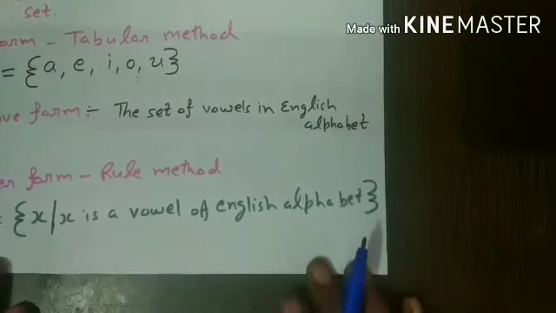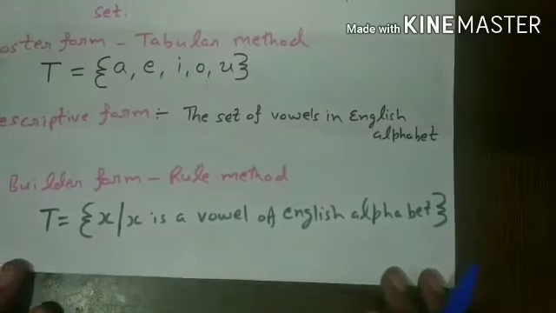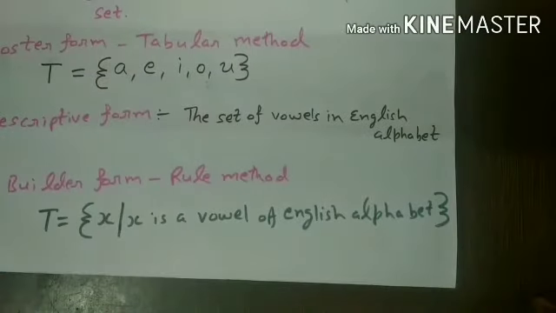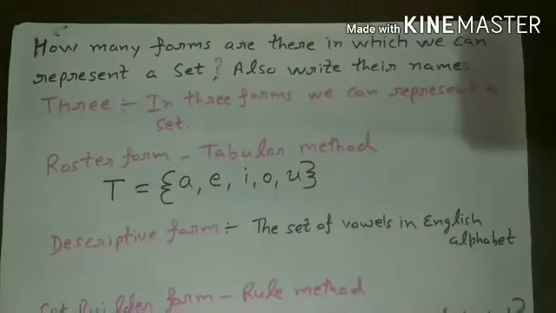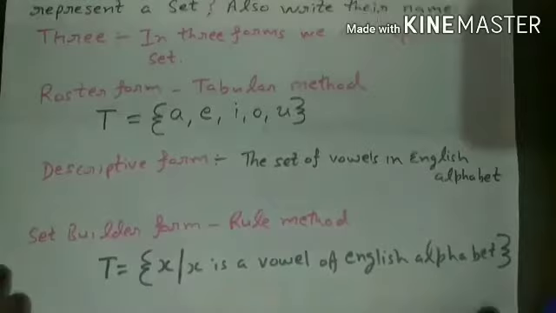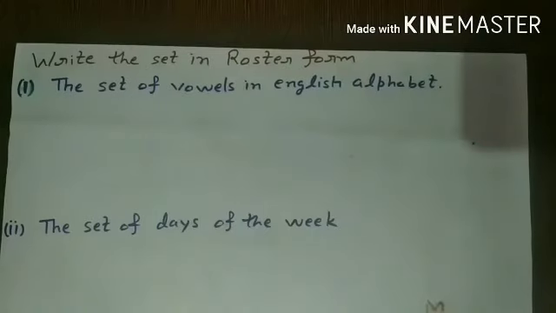So this way to represent the set is called the builder form or the rule method. So these are the three basic forms and their explanation.